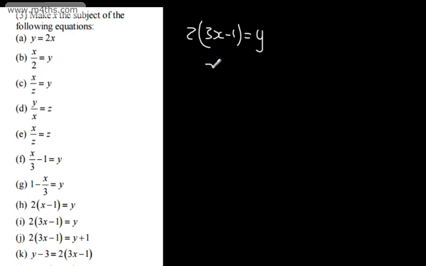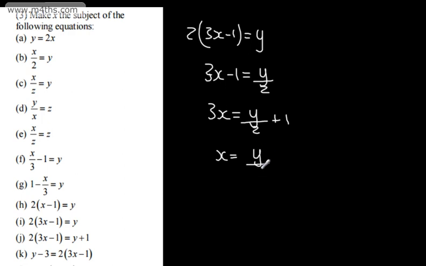I'm simply going to divide both sides of the equation now by the 2. So 3x minus 1 is equal to y divided by 2. I'm going to add 1 to both sides. 3x is equal to y divided by 2 plus 1. And I'm going to divide both sides of the equation by 3. Y divided by 2 plus 1 all over 3. That looks a bit messy. If we combine these fractions, this would be y plus 2 over 2 divided by 3, and we could write this, if we wanted, as y plus 2 divided by 6.